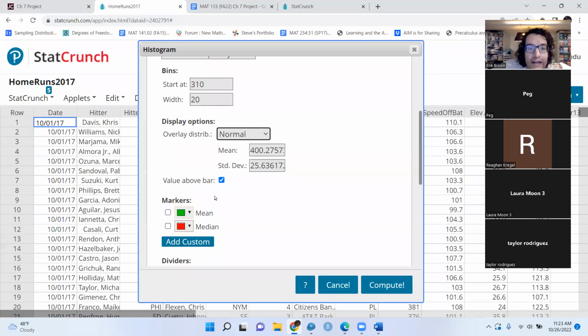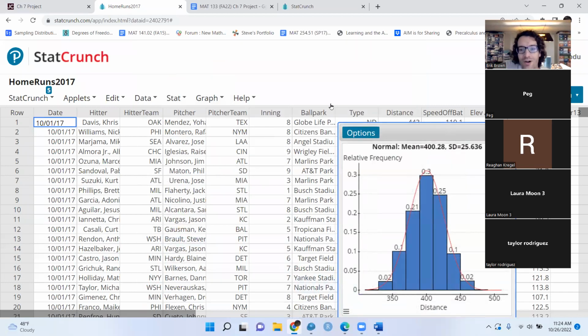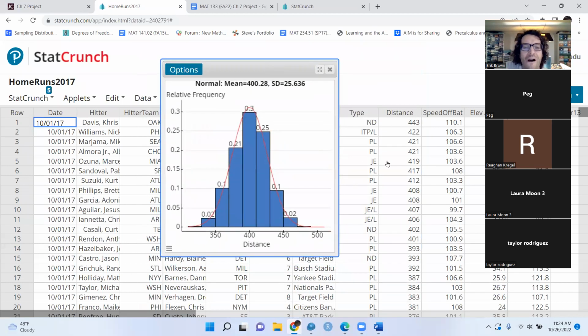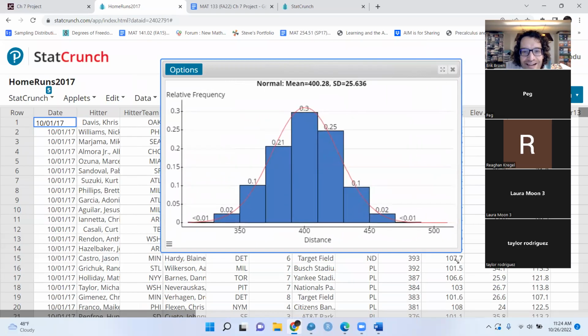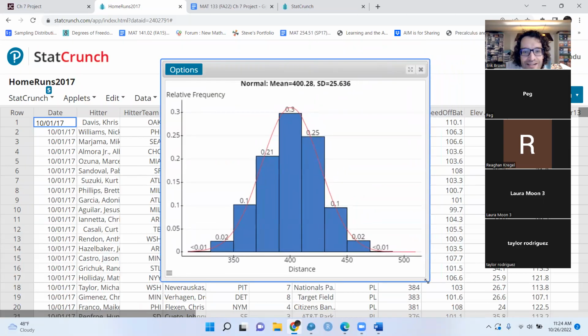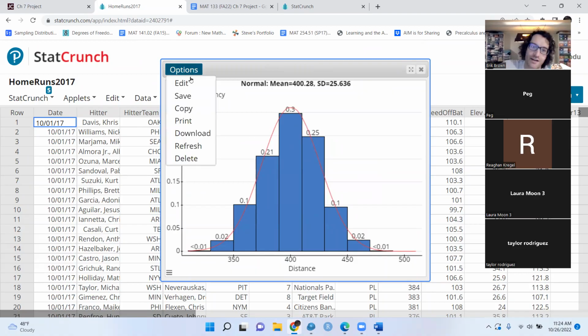Okay, hit compute, y'all, and oh wait, did everyone click the value above bar checkbox? Yes. Click that, hit compute. Oh, look at that. It is really kind of cool and satisfying when you see the graph. Yeah, isn't it? I like it, as long as it is correct.